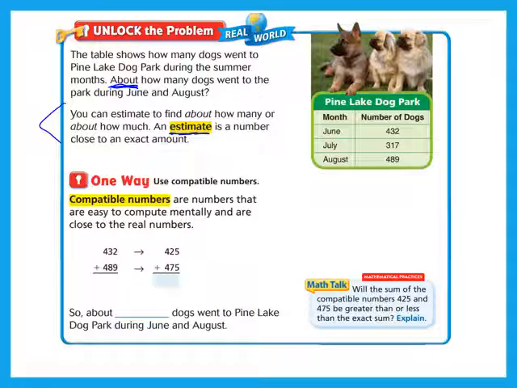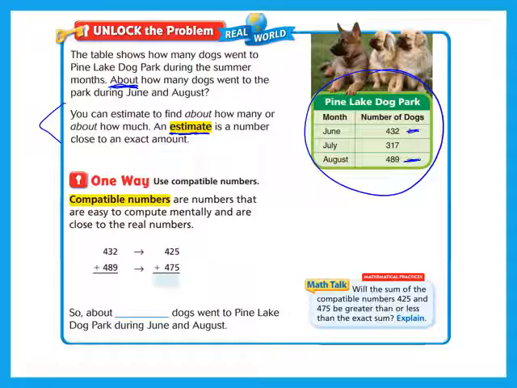First, I need to know how many dogs went to the park in June and August. I can get that information right here in this table. It gives me the exact numbers. I have 432 dogs in June and 489 dogs in August.